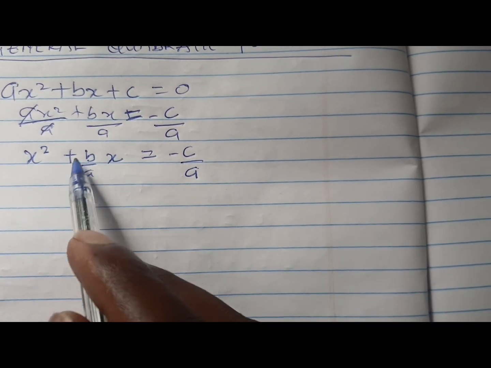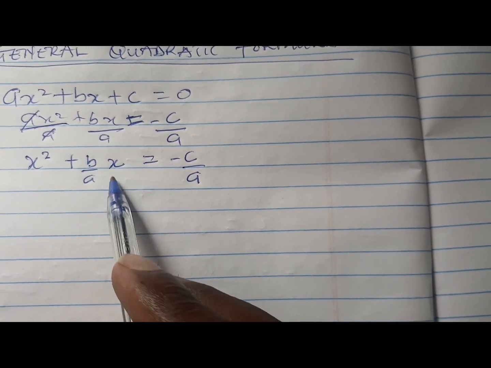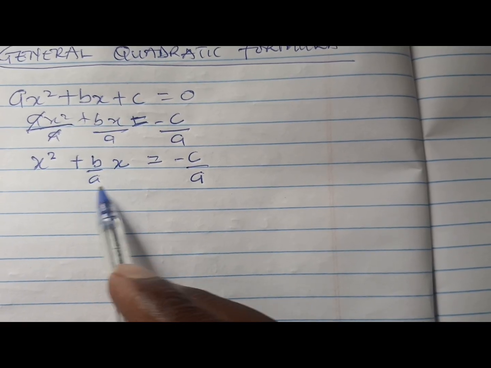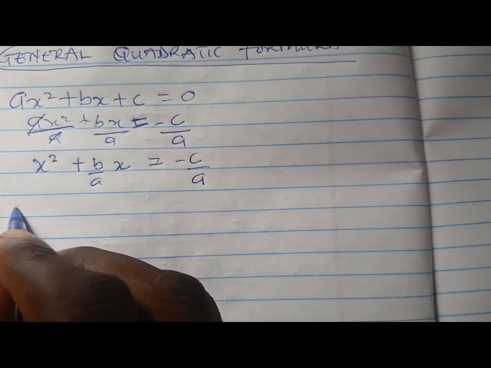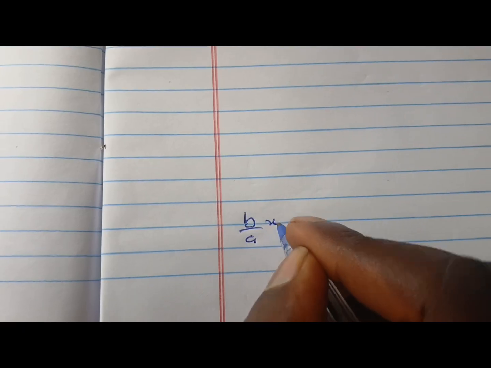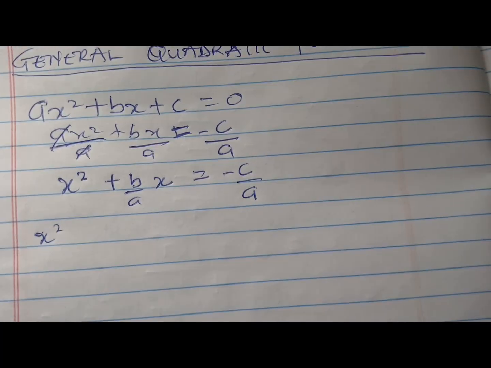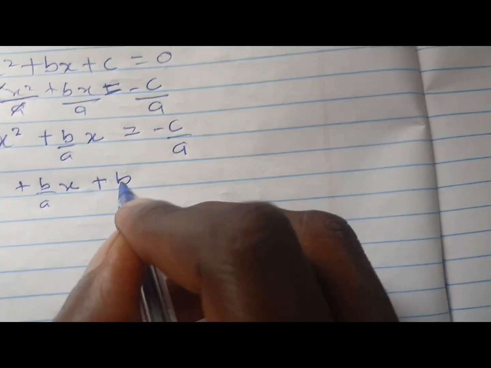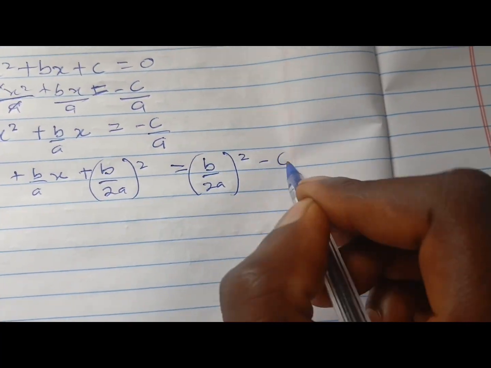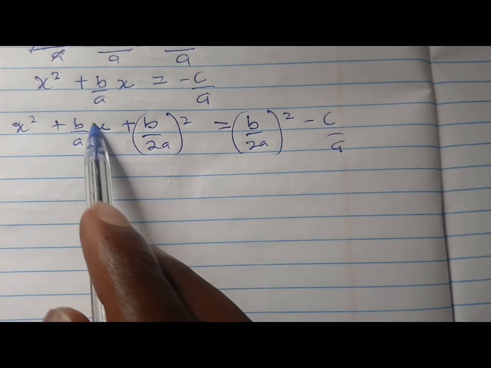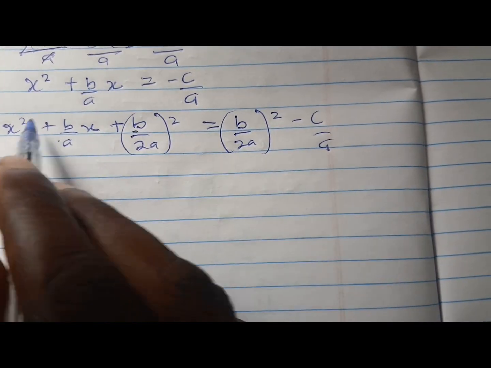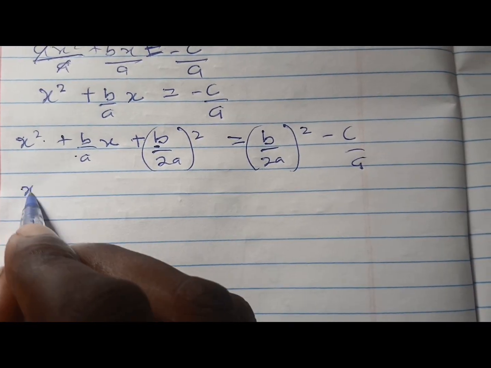Now, this is the middle term, the x term. We are to multiply it by half. We have to square it and then add it to both sides of the equation. Now at this level, we just ignore this term. We write this as a perfect square.